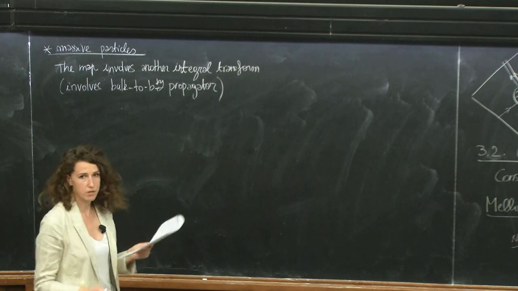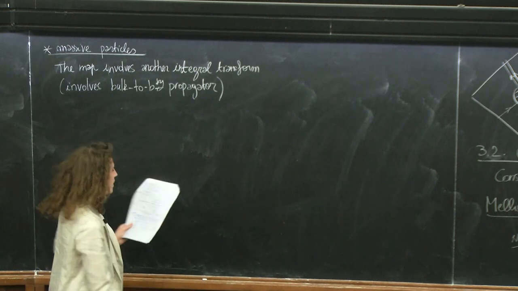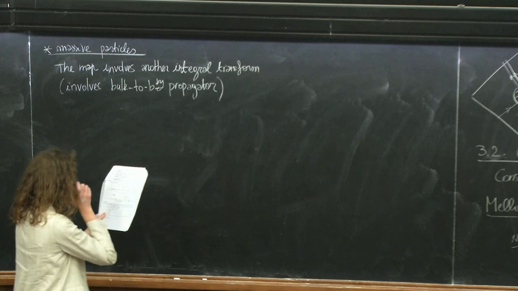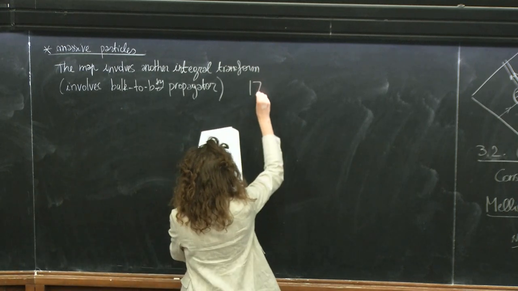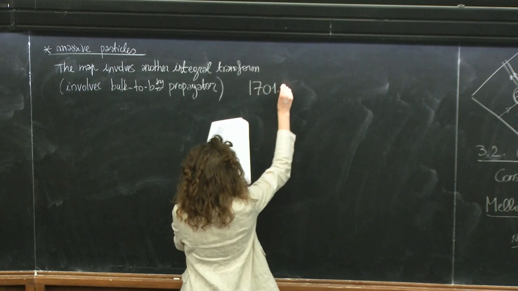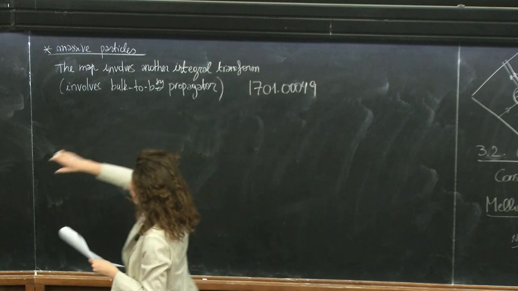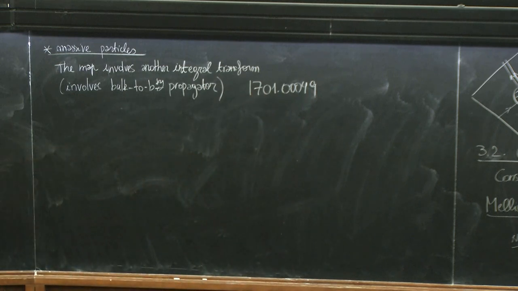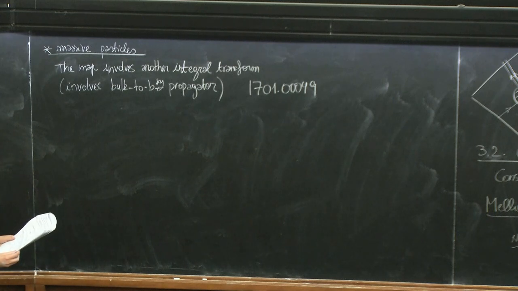So this is just a comment, if you're interested in the massive case, which I have to say is much less understood from a celestial holography perspective than the massless case. So I'm just writing down the reference for that, if you're interested in looking at how you can obtain celestial amplitudes for massive particles.